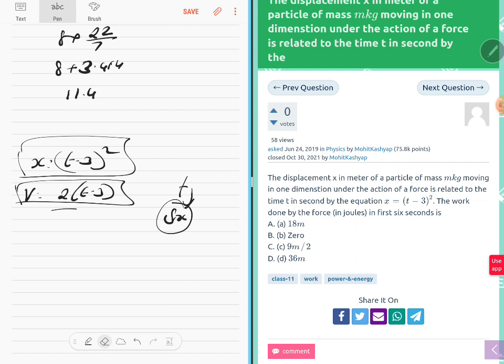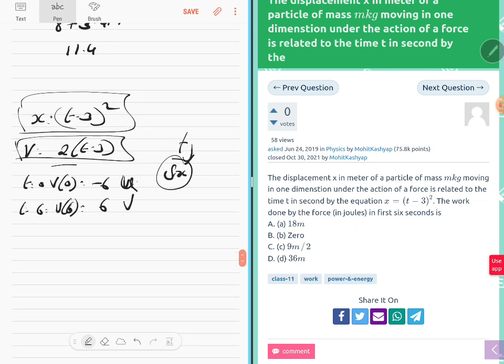at time t is equal to 0. The velocity at t is equal to 0 will be minus 6, and at time t is equal to 6, the velocity will be plus 6. Therefore this is your initial velocity and this is your final velocity. So therefore there is a change in the velocity in terms of direction.